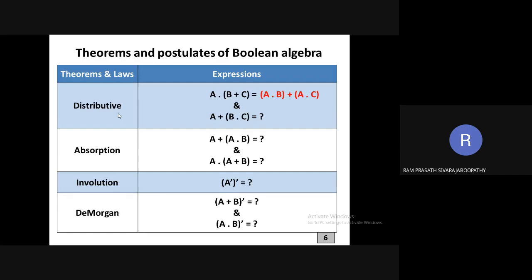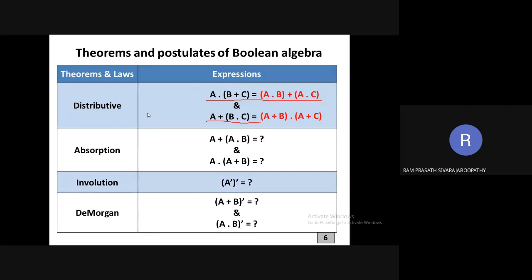The second one. See, the first one is normal in normal algebra also. Okay, the second one holds only for Boolean algebra. Can you type the answer? A plus b dot c, how can it be written? Soumya Ravi, thank you. A plus b dot a plus c. You can write like this. In normal algebra, it doesn't hold good.